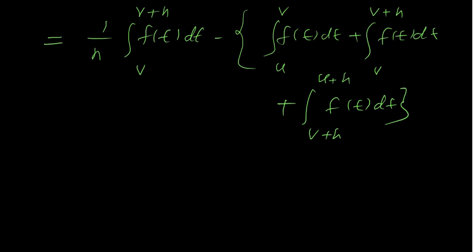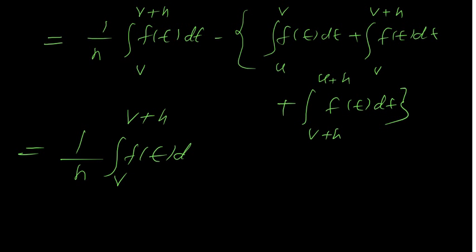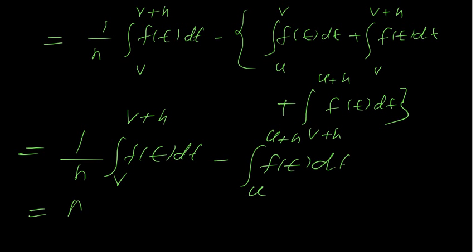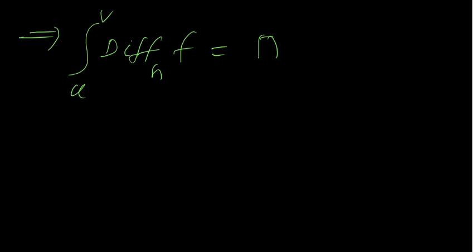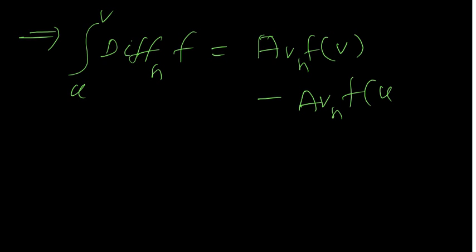Okay, it's minus times these three terms, which is equal to 1 over h integral v to v plus h f of t dt, and this one you can add: u to v, then v to v plus h, then v plus h to u plus h, it's equal to integral u to u plus h f of t dt, and this one is equal to the average value of f evaluated at v minus the average value of f evaluated at u. So that's our I, but I is the integral of the divided difference, which implies that integral u to v of the divided difference of f is equal to the average value of f at v minus the average value of f at u. So that's the desired formula that we have derived.